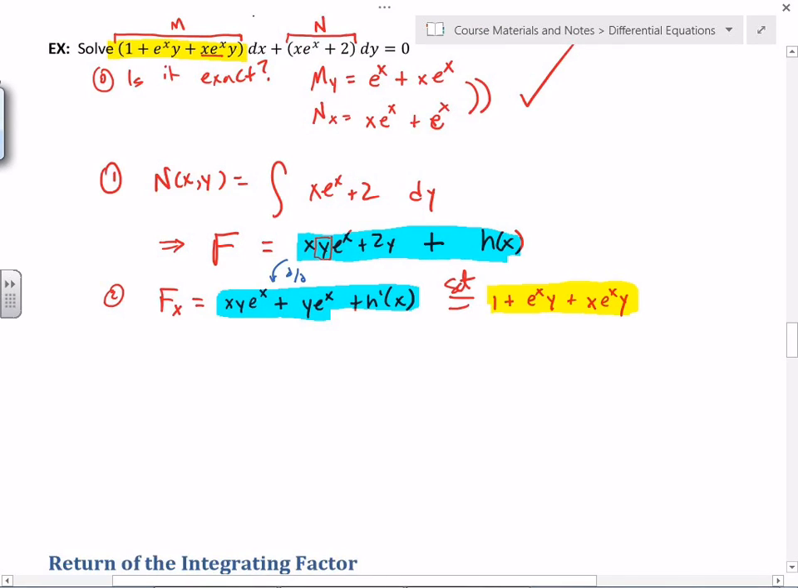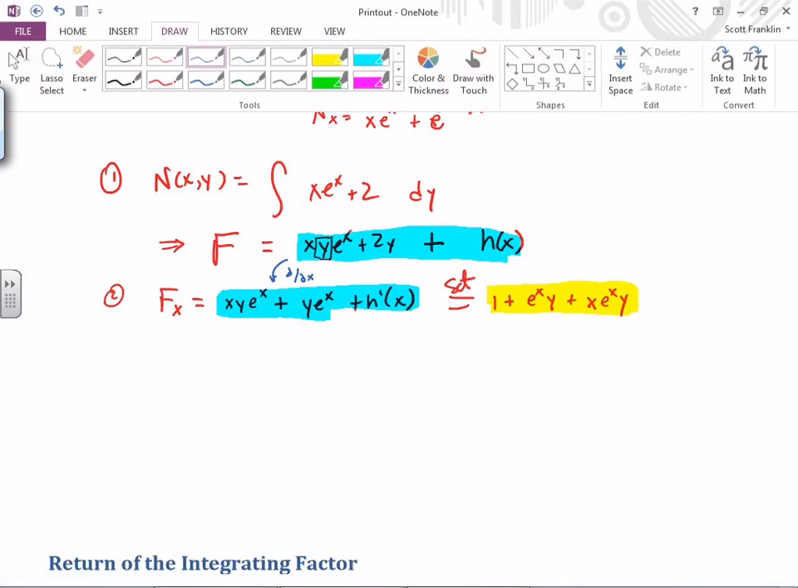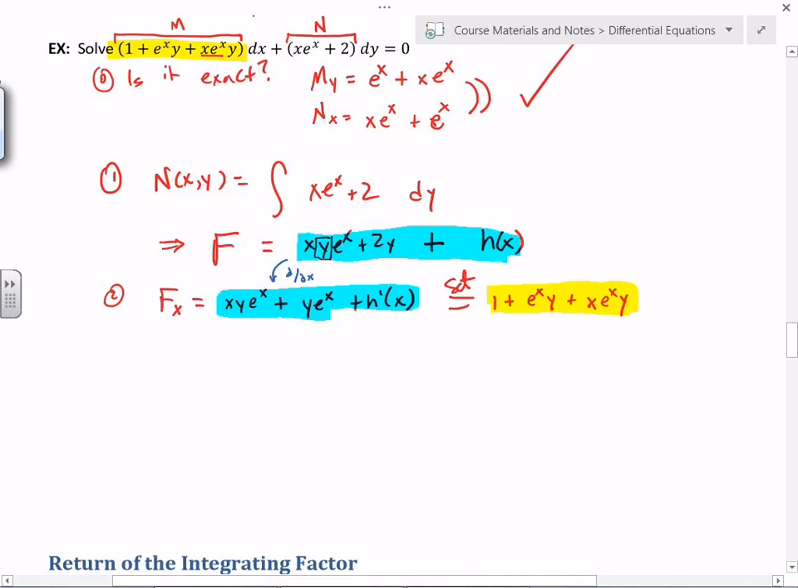Partial with respect to x. Okay. Easy. Cancel, cancel, cancel, cancel. h prime of x equals 1. Everybody see that? Yes. Which means that h of x is x. Just integrate.